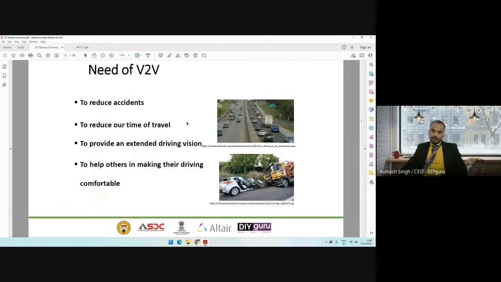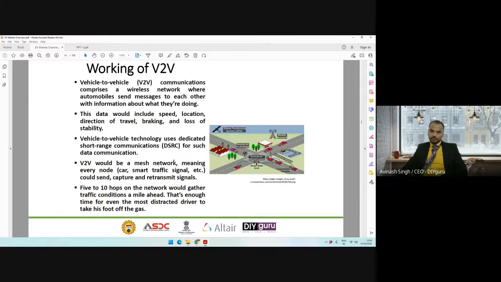So likewise, vehicle to vehicle communication is meant to reduce accidents, reduce our travel time, provide an extended driving vision, and help others make their driving more comfortable. How does vehicle to vehicle communication occur? I already told you about the DSRC communication method, and the data fed from one vehicle to another includes the speed, location, direction of travel, braking, and loss of stability as well, right?